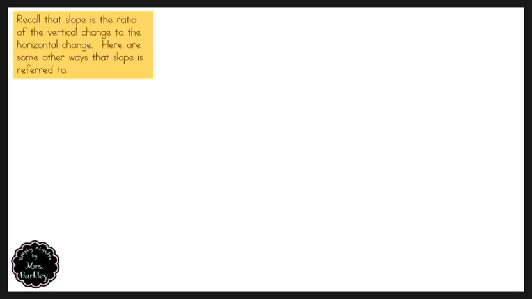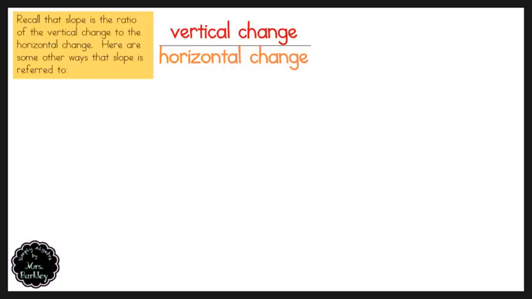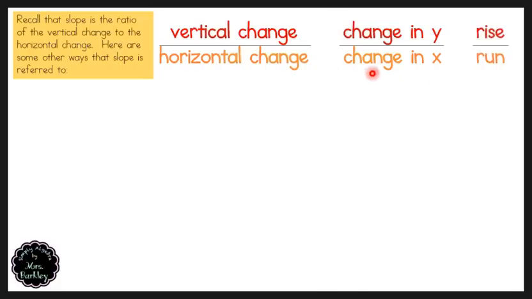To recall, slope is the ratio of the vertical change to the horizontal change. The vertical change is the same as saying our change in y, if you think about your y-axis being your vertical axis and the horizontal axis being your x-axis. We can also relate this to our rise, if we're rising up or down, and our run. So there are some different ways that slope is referred to.